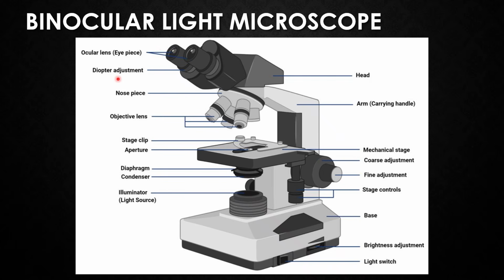Next is the diopter adjustment. This diopter adjustment is used to change the focus of one eyepiece to compensate for the difference in vision between the two eyes. These are all the basic parts of the microscope.